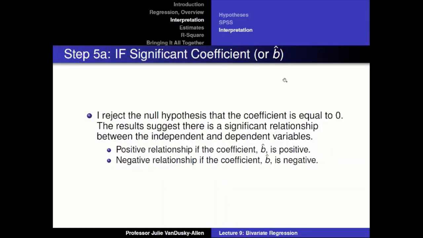If you have a significant coefficient, you should write the following. I reject the null hypothesis that the coefficient is equal to 0. The results suggest that there is a significant relationship between the independent and dependent variables. You should also note if the relationship is positive or negative. If the coefficient b hat is positive, there's a positive relationship between the independent and dependent variables. As the independent variable increases, the dependent variable increases. If the coefficient b hat is negative, there's a negative relationship between the independent and dependent variables. As the independent variable increases, the dependent variable decreases.